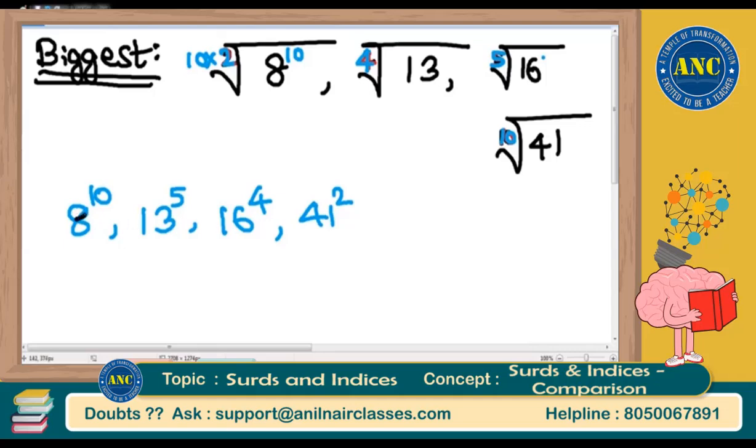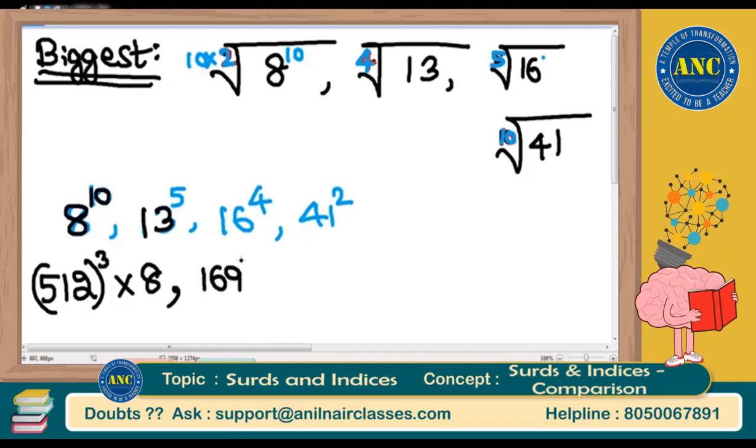Now, can I say that 8, what is 8 cube? 8 square is 64. 8 cube is nothing but 512. That means I can write it as 512 whole cube. 512 whole cube is 8 cube whole cube, 8 power 9. Another 8 is pending, right? Another 8 is pending. Next value I can write 13 power 5 as 169 whole square. 169 whole square is nothing but 13 square whole square, 13 power 4, into another 13. I will write it as it is.